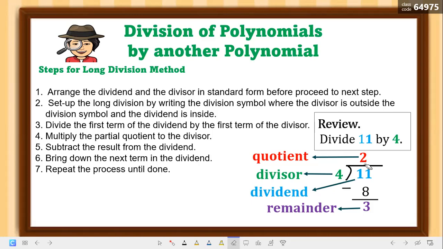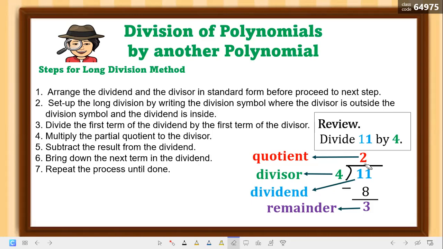3. Divide the first term of the dividend by the first term of the divisor. 4. Multiply the partial quotient to the divisor. Quotient to the divisor. 5. Subtract the result from the dividend. 6. Bring down the next term in the dividend. 7. Repeat the process until done.